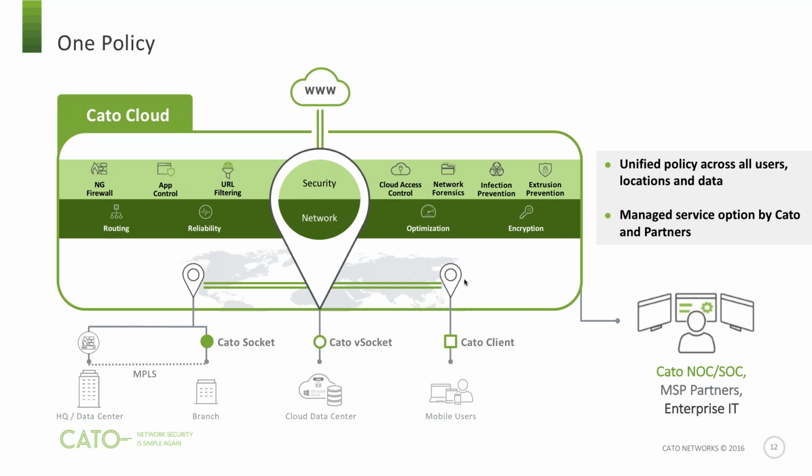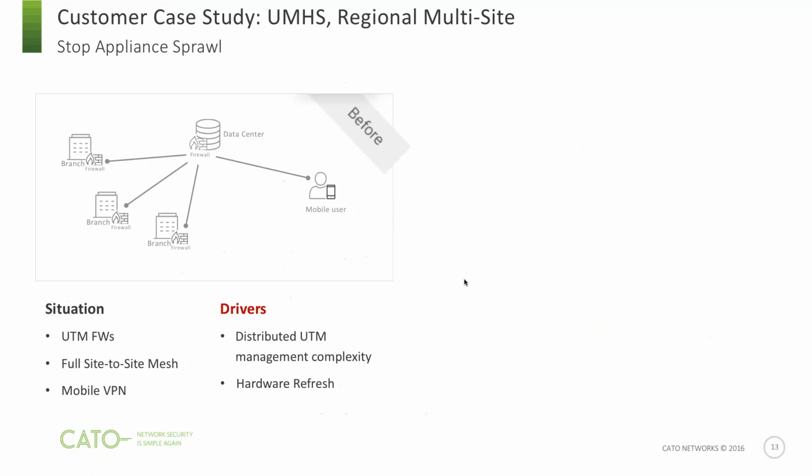So these are the three elements of Cato. I want to talk now about two case studies of how customers used this platform to achieve real tangible results. Let's talk about the first one, UMHS. This is a healthcare provider.